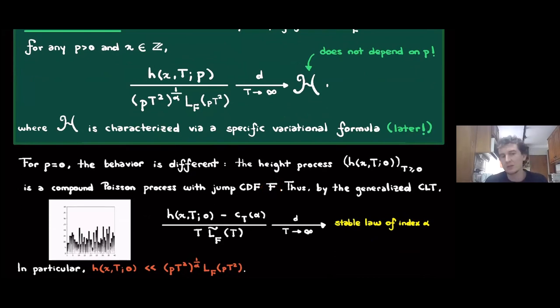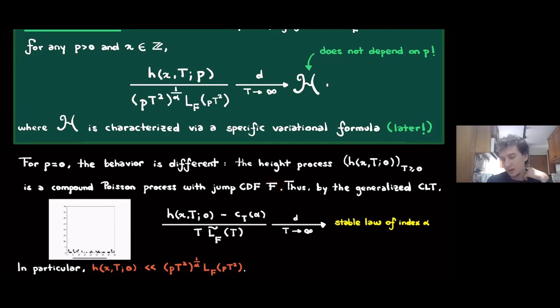And this is because, you can see here in the picture that every time a block falls on one of the columns, in the case of standard 1 by 1 blocks, you need to add 1 to the height. But in the case we have blocks with random heights, what we need to add every time a block falls is the height of the block which is falling. And that has this distribution f, okay? So this is how you get the compound Poisson structure.